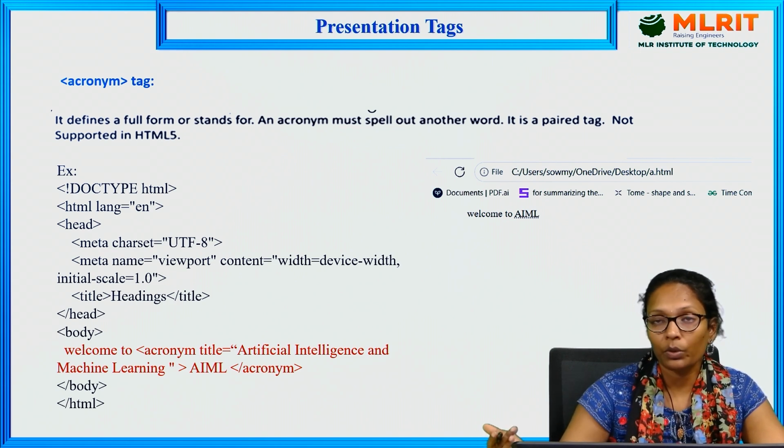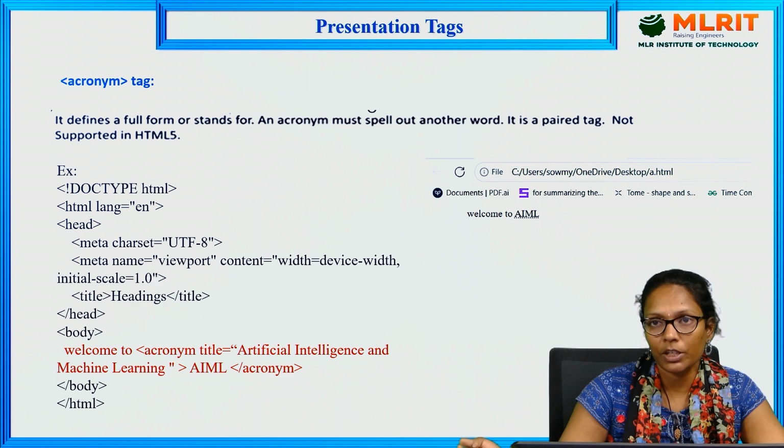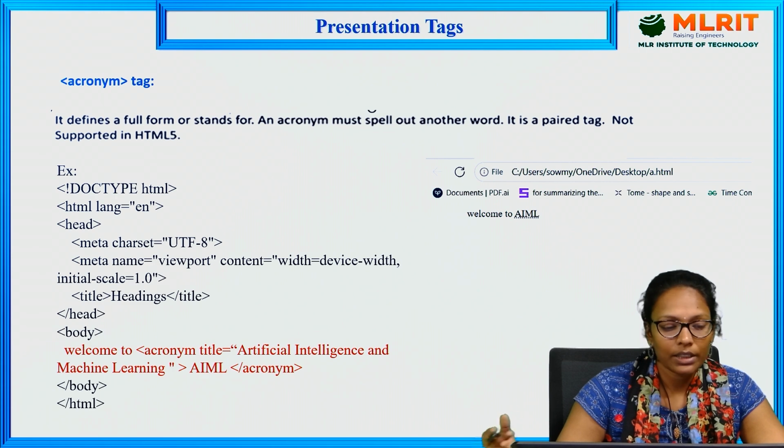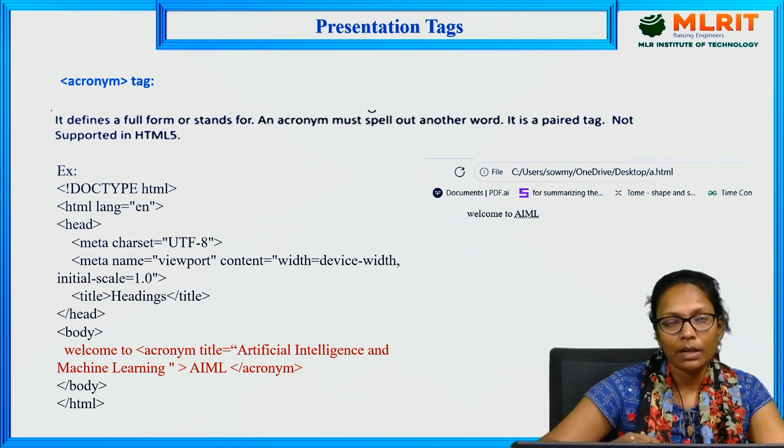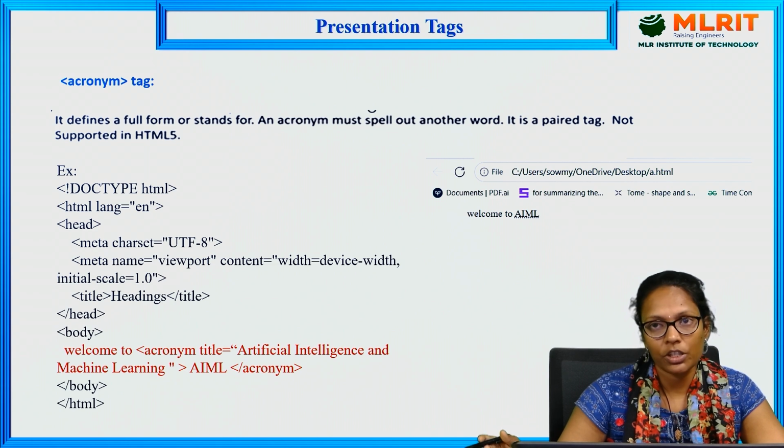Generally, if I want to write AIML, Artificial Intelligence and Machine Learning, that is the acronym for AIML, right? So if I want to give the acronym for any word, then this acronym tag will be used. Here this is the example, but this is not supported in the latest version of HTML, that is HTML5.